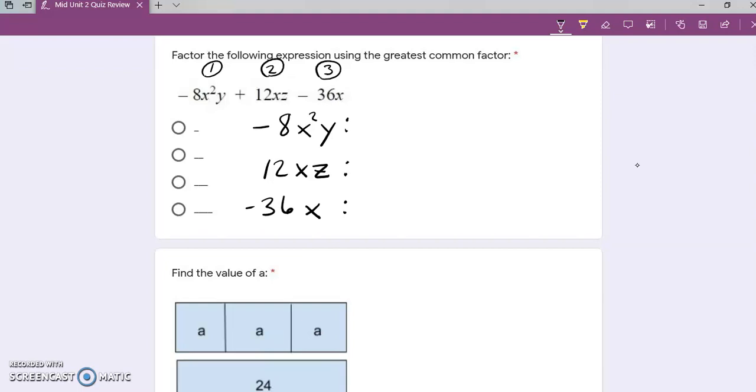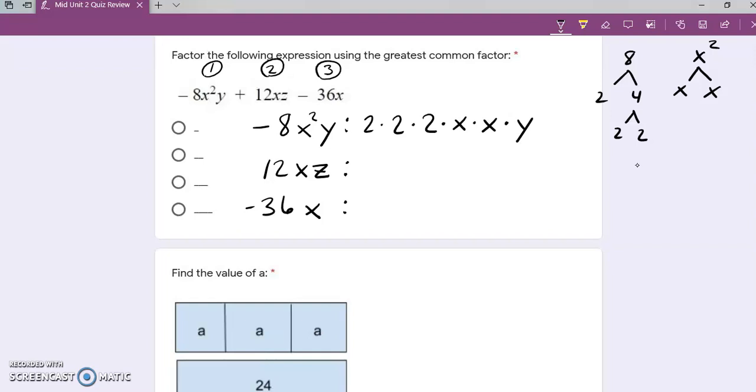Now I need to find what the factors are. So 8 breaks down into 2 times 4, and then 2 times 2. So I have 2 times 2 times 2. The x squared breaks down into just x times x, because that's 2 of them, x times x. The y doesn't have an exponent, so I just include it as being multiplied times y.